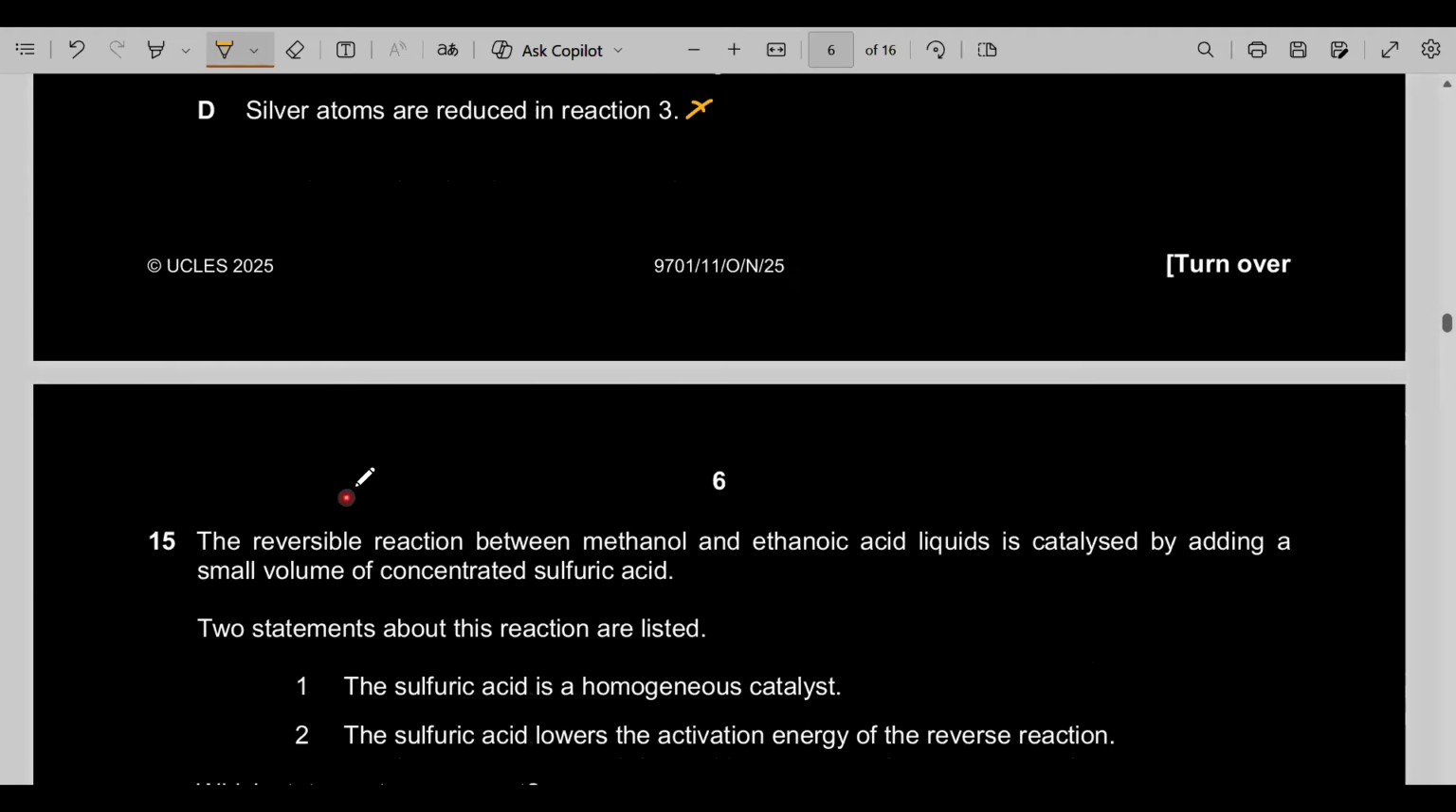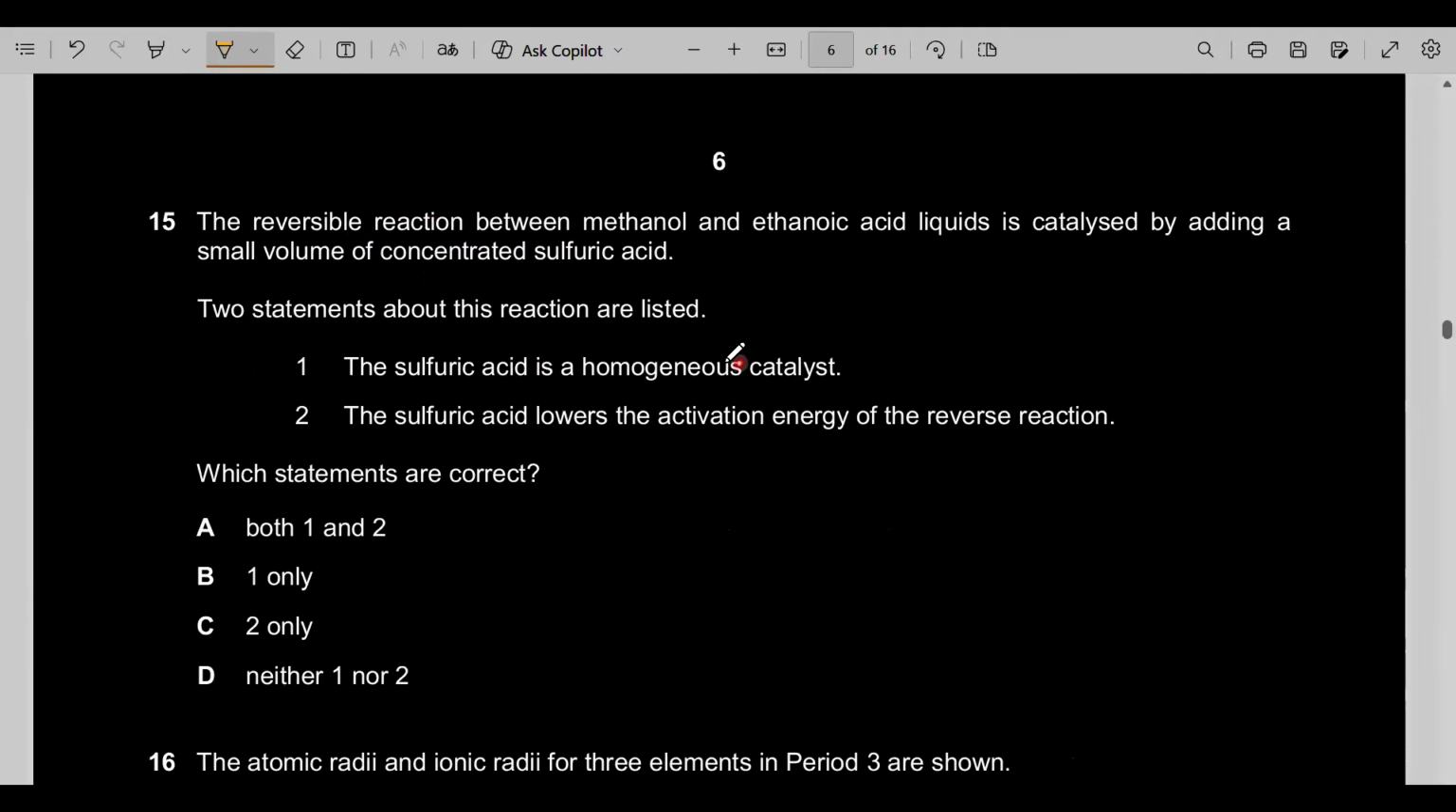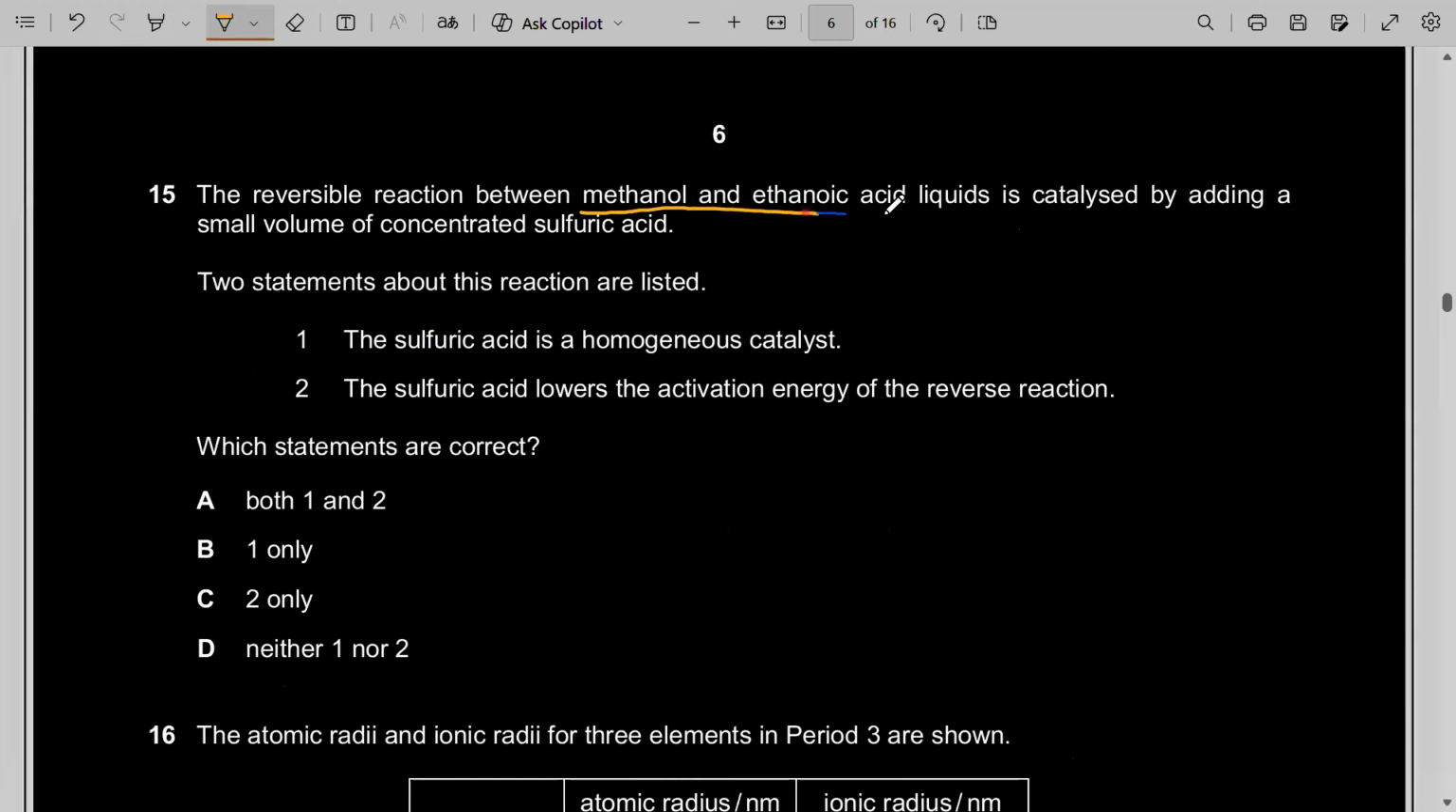Question number 15. We have to tell whether the catalyst is following these two statements. The sulfuric acid is a homogeneous catalyst. So if it has to be a homogeneous catalyst, then both the reactant and the catalyst must be in the same physical state. We can see it is a reaction between methanol and ethanoic acid. Both are liquid form or aqueous solution, we can say.